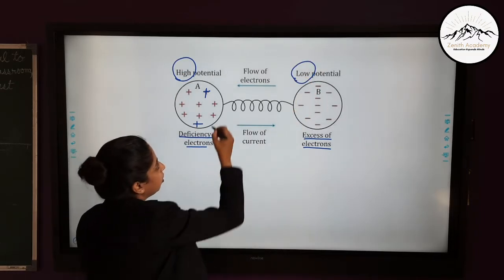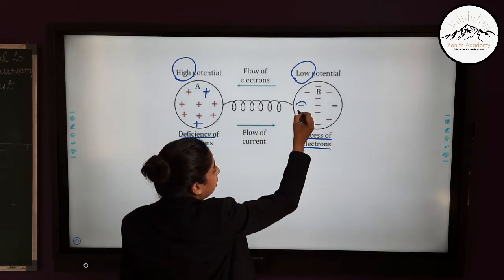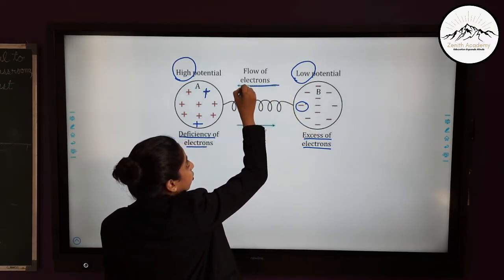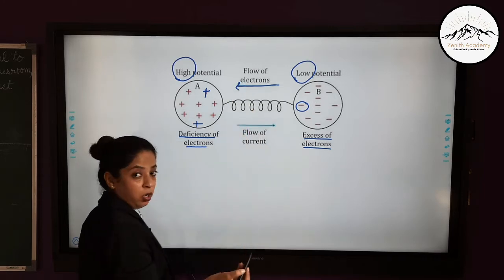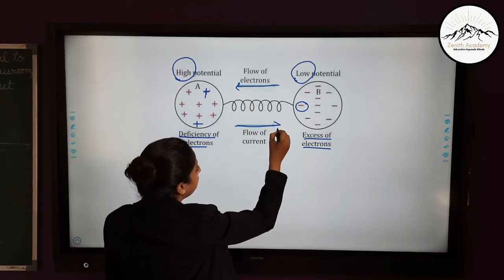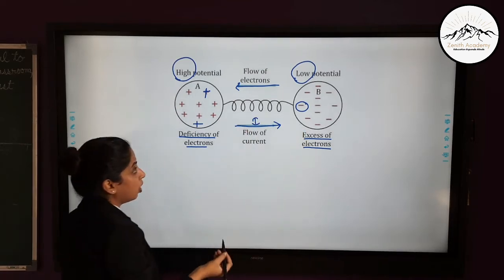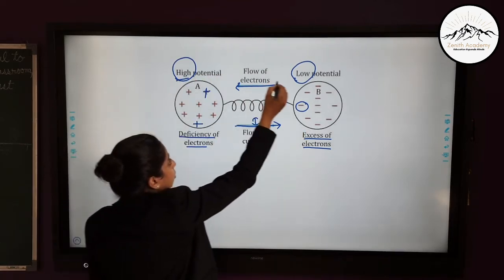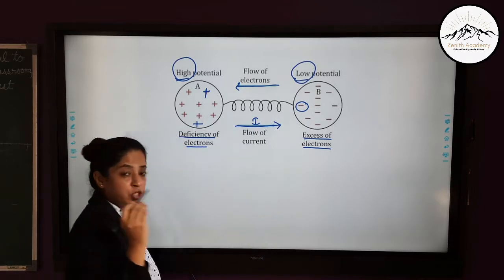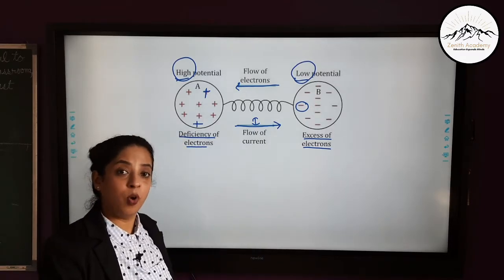Now if you connect it with a wire, since the electrons are more in number here, the electrons will flow like this. And we all know that the direction of flow of current is opposite to the direction of flow of electrons. So our current will flow like this. So here also the current is flowing from high to low potential. So you should always remember that current flows from high potential to low potential.